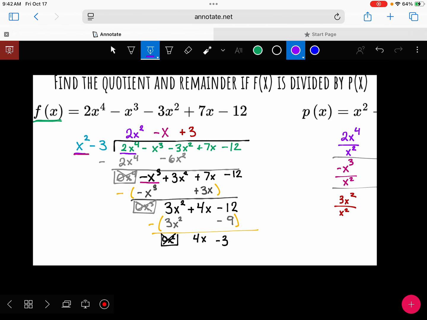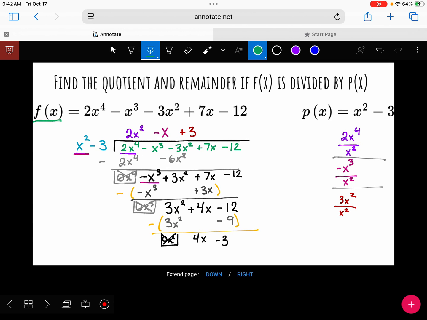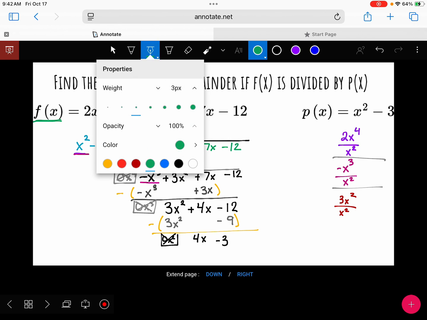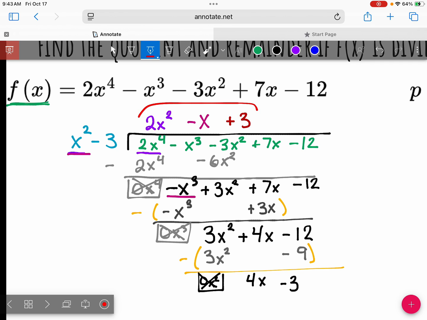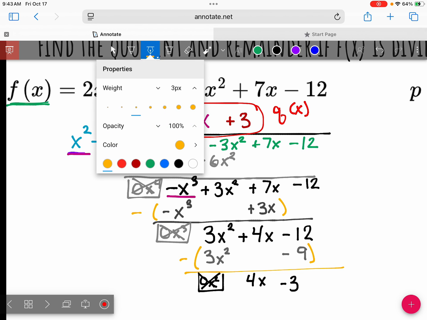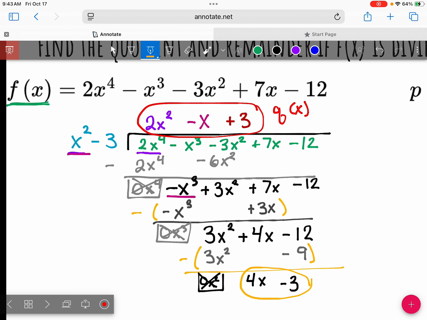Our Q of x, our quotient. This guy is our Q of x, our quotient. This guy down here, our 4x minus 3, that's our R of x, our remainder. As long as R of x has a smaller degree than our P of x, we're done. So quotient, the result we get is what's on top. Remainder is the guy at the bottom.